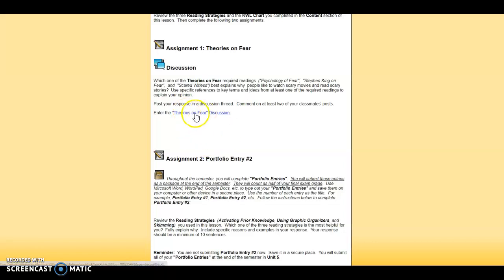As always, you would click on the discussion and add your own thread, again explaining which one of those 3 articles you think best explains fear. Then you'll comment on 2 of your classmates' posts, as always. Just a reminder, it is important that you use specific references to key terms and ideas in at least one of the readings. So you're establishing your own opinion about which article you think best explained fear, but you have to back it up with examples from the article.